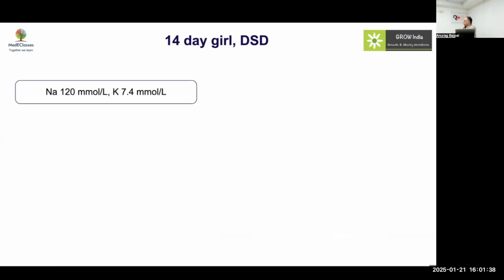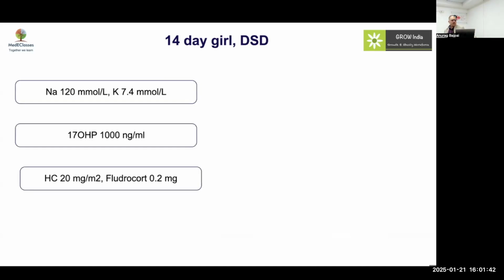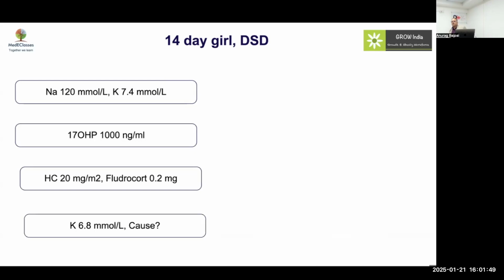14-year-old girl with DSD, there is hyponatremia, hyperkalemia, 17 OHP is very high, hydrocortisone 20, fludrocortisone 0.2. Still the potassium is high. This is similar to the case which we managed recently. Despite this dose, she was having hyperkalemia. What is the possible cause?